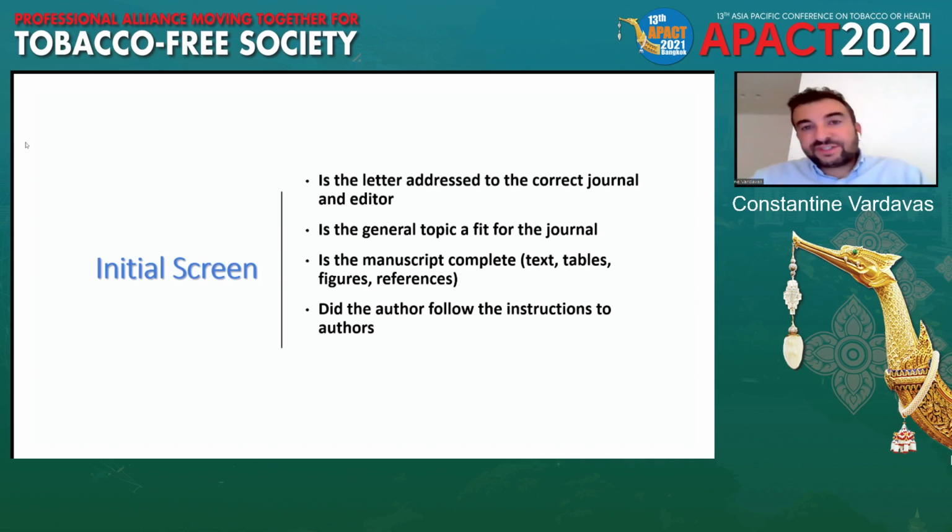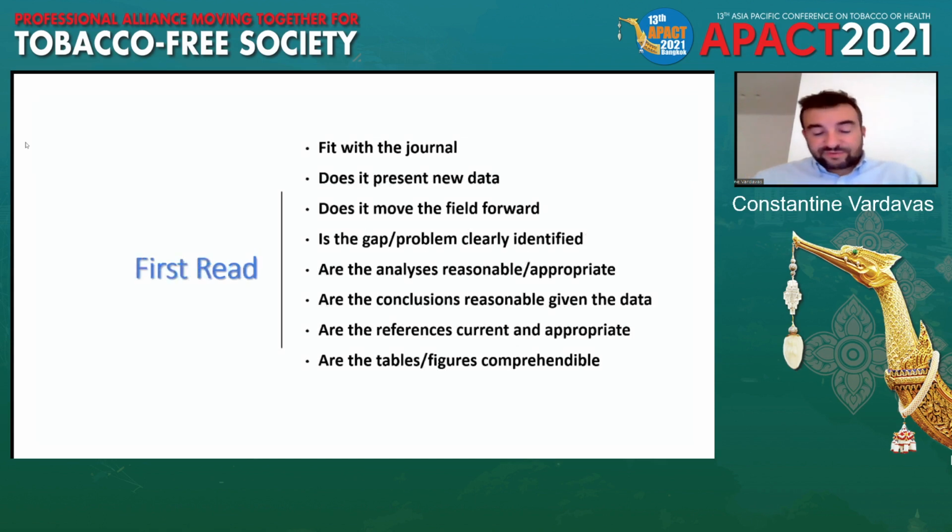But in its revisions, it's always good to make sure that the instructions to the authors are followed. There's some flexibility, in other words, in the last step. So the first read is done by the handling editor, and it assesses the fit within the journal, whether the manuscript presents new data, whether the manuscript moves the field forward. Is it something new that we're learning?